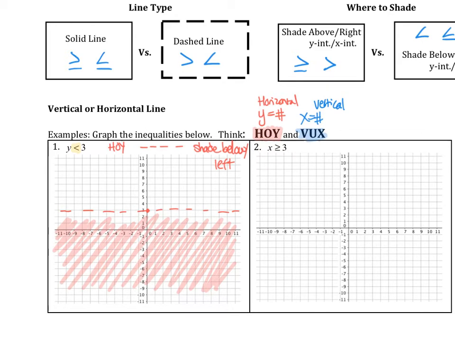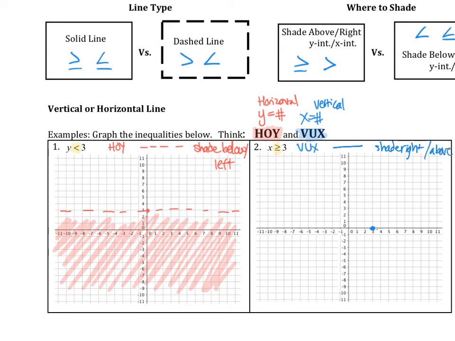Okay, in the next one, we have x equals. So we know right off the bat that this one is going to be a vertical line. Okay, so I'm just going to plot a point at x equals 3. And then I know I'm going to make a vertical line, but I have to look at my inequality symbol first to see what type of line I need to make. So my inequality symbol is greater than or equal to. So that tells me that I'm going to make a solid line at that point. And it tells me that I'm going to shade to the right, or we would consider that above.